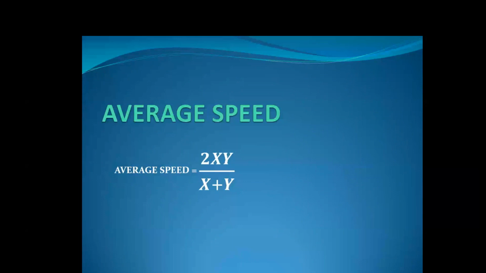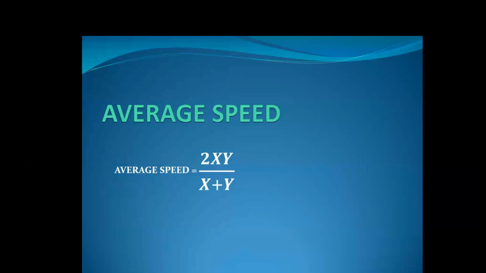To calculate the average speed, the formula is 2xy divided by x plus y. For example, when comparing two vehicles we need to calculate some average speed. The first vehicle speed is considered as x, the second vehicle speed as y. Then the average speed of both vehicles is calculated by the formula 2xy divided by x plus y.